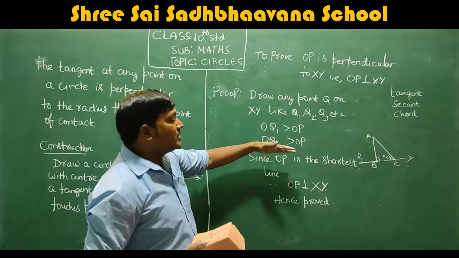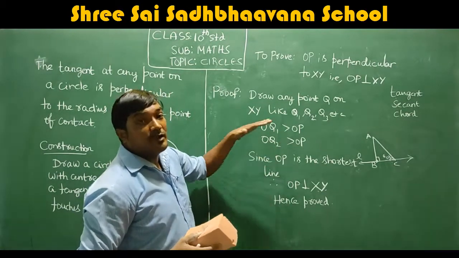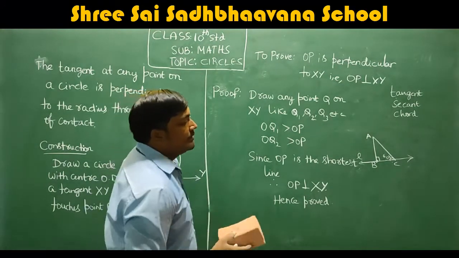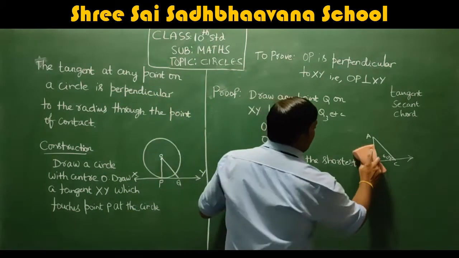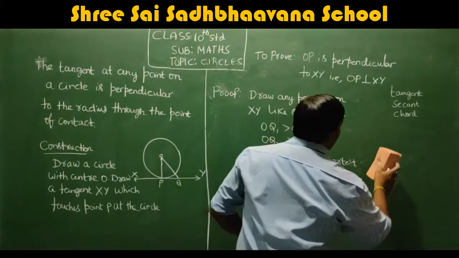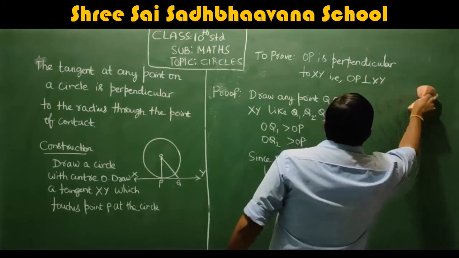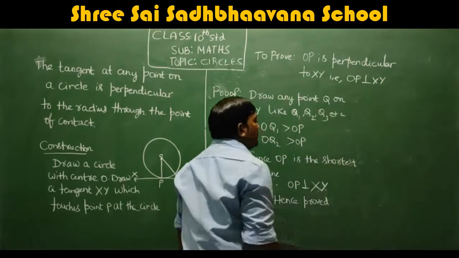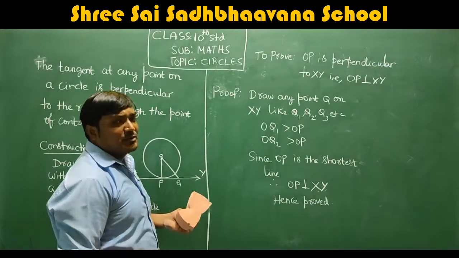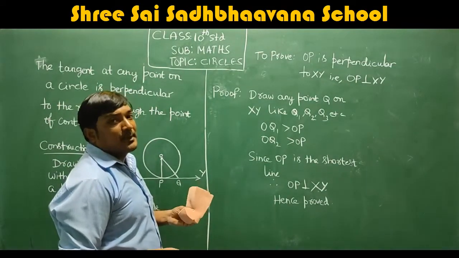Always remember, the shortest distance, or the shortest line, is always perpendicular to the tangent. Okay, understood? Perpendicular to the tangent. Just keep this in your mind. The shortest distance, especially with respect to a tangent drawn, is always perpendicular.